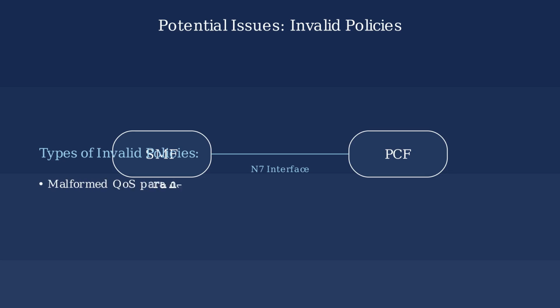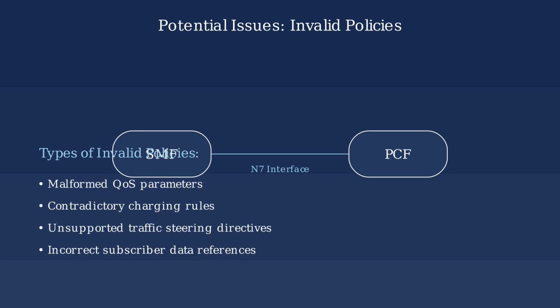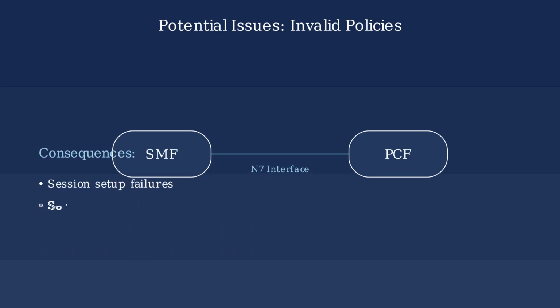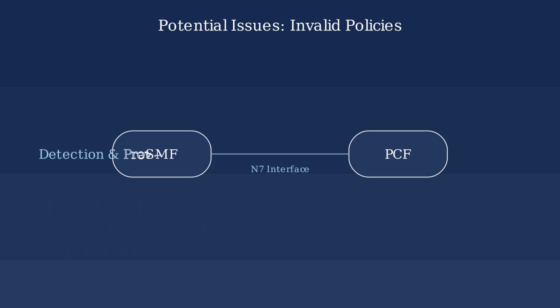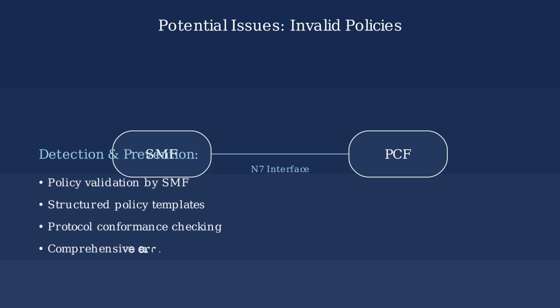There are several types of invalid policies that can cause issues. These include malformed QoS parameters, contradictory charging rules, unsupported traffic steering directives, and incorrect subscriber data references. The consequences of invalid policies can be severe. These include session setup failures where connections cannot be established, service degradation affecting quality, inconsistent user experience, and incorrect charging for services. To address invalid policy issues, networks implement several measures. These include policy validation by the SMF, using structured policy templates, protocol conformance checking, and comprehensive error handling mechanisms.